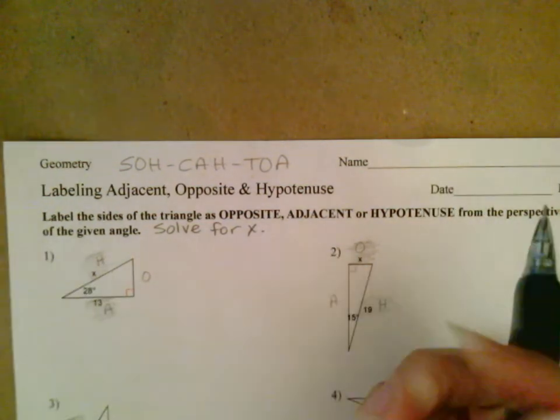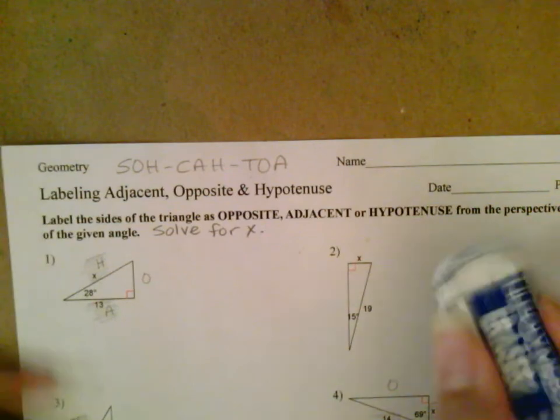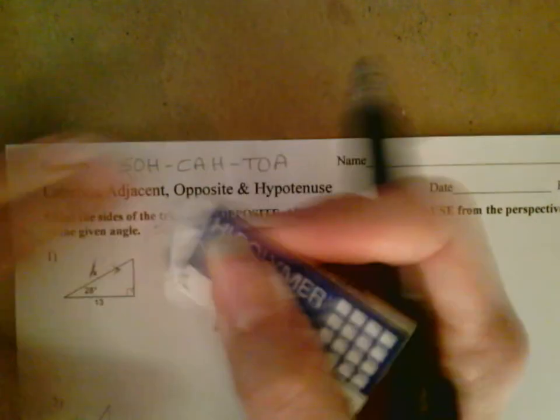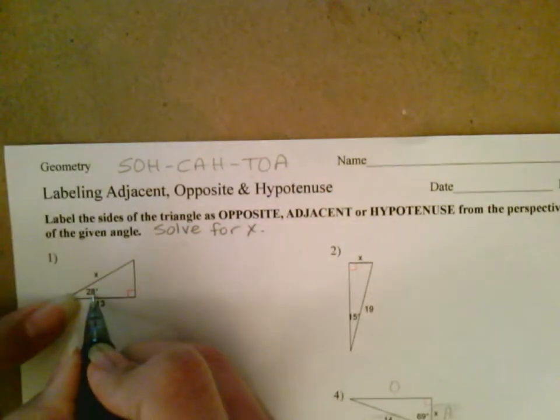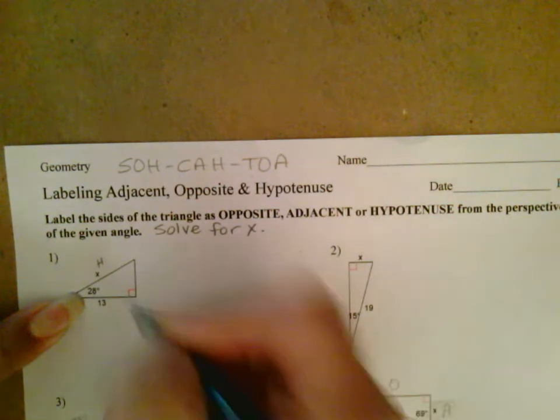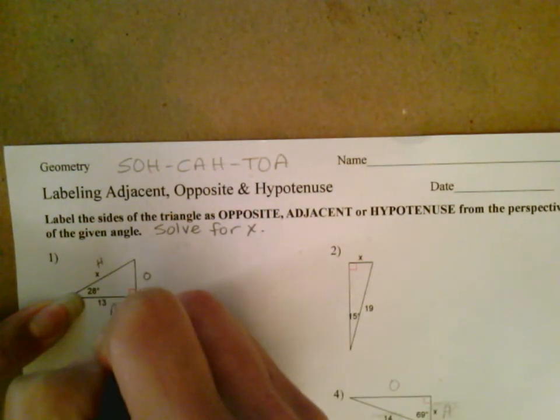And let me erase this. I don't know why I have it worked out for you already, because I need to kind of talk you through it. Let's do this. Hold on. It's kind of rushing it here. So if I'm standing right here, the first thing I need to do is label my H, my opposite, because it's across, and my adjacent, okay?